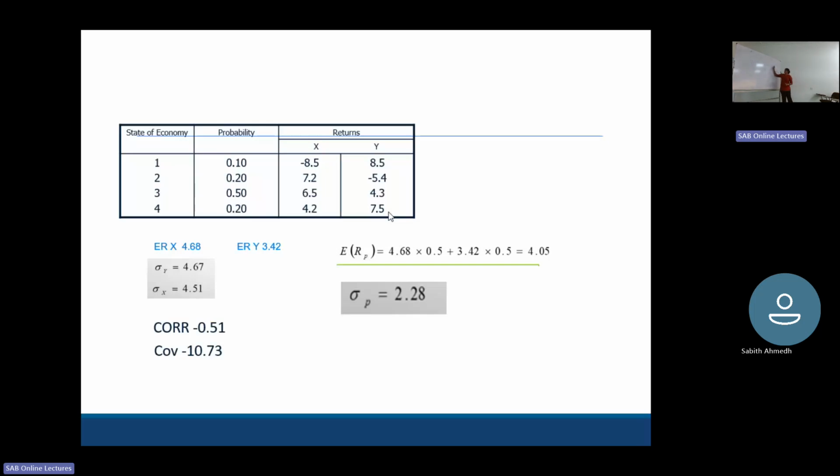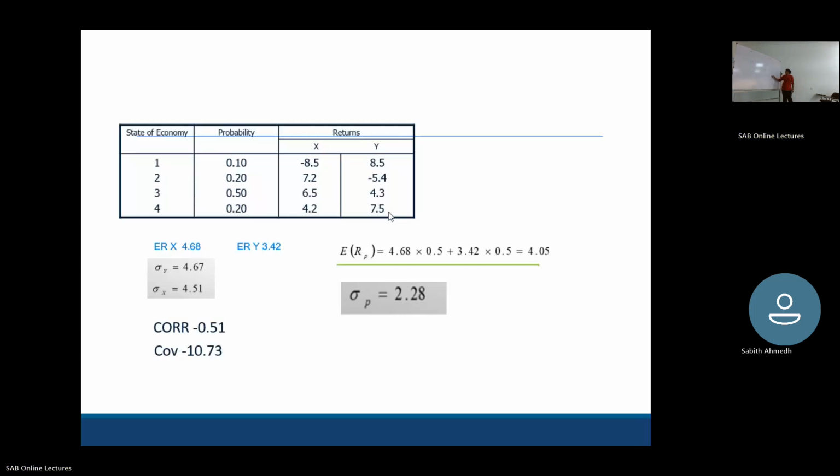So you can calculate the weighted average standard deviation and check it against the portfolio standard deviation. Here the portfolio standard deviation is 2.28. You can calculate the answer here: the weighted average standard deviation of this portfolio is 4 point something, 4.59.